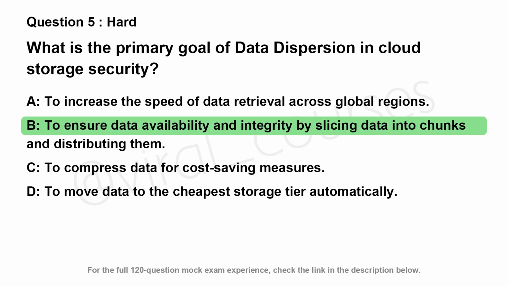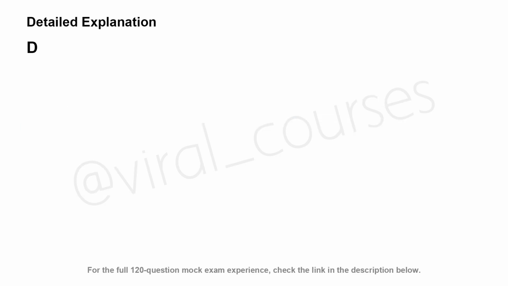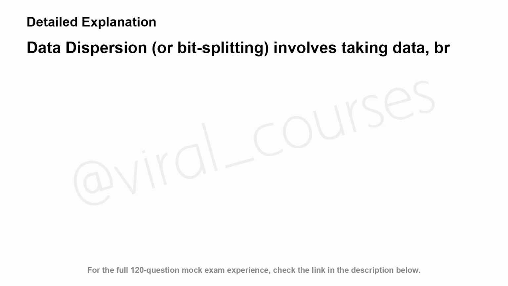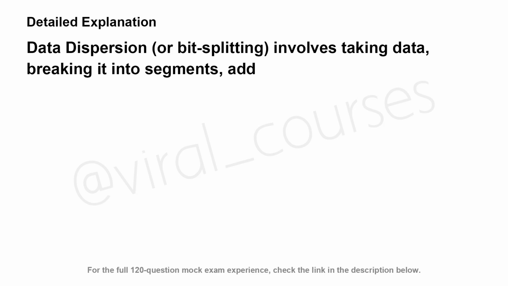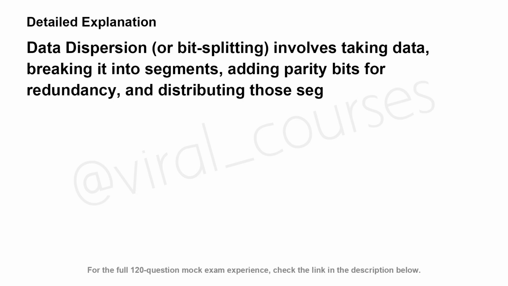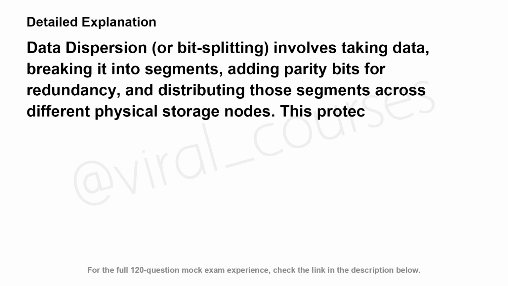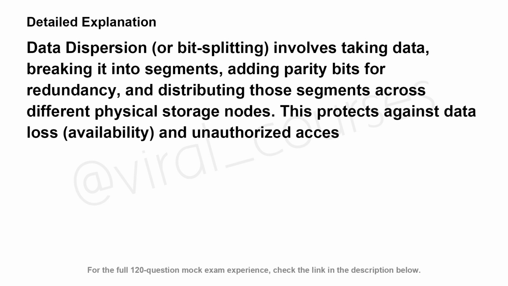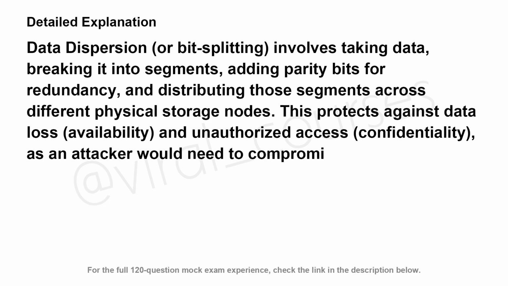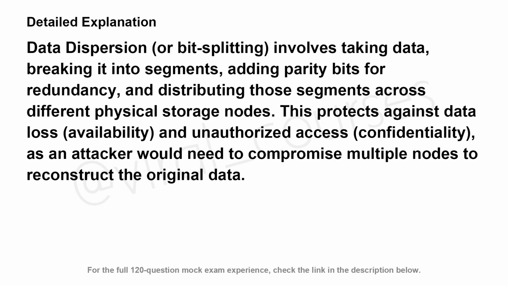The correct answer is B. Data dispersion, or bit splitting, involves taking data, breaking it into segments, adding parity bits for redundancy, and distributing those segments across different physical storage nodes. This protects against data loss (availability) and unauthorized access (confidentiality), as an attacker would need to compromise multiple nodes to reconstruct the original data.